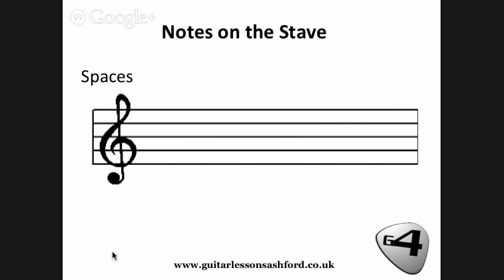We're going to move on now to the spaces. Then the spaces aren't too bad. As we said before, we know this is G here, the second line up. So before that is going to be F, because it's just like the alphabet. Before G comes F. So the first space is F. Then the next line was G. The next space is going to be A. The next line is B. The next space is going to be C. The next line is D. The next space is E.